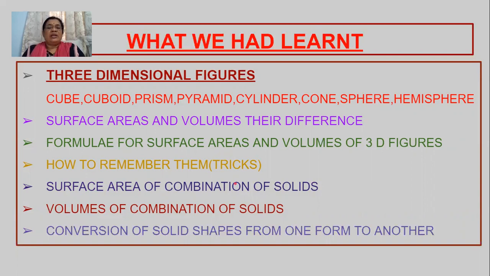I have also explained finding the surface area of a combination of solids. When you combine solids together to form a new object, what will be the surface area of that new object, and what will be the volume of the combination of solids. I took one example, a pencil. When you sharpen it, you can observe 3 solid figures in that pencil: one hemisphere, one cylinder, and one cone. And when you sharpen the pencil, what will be the volume of the peels left out? That problem I have explained.